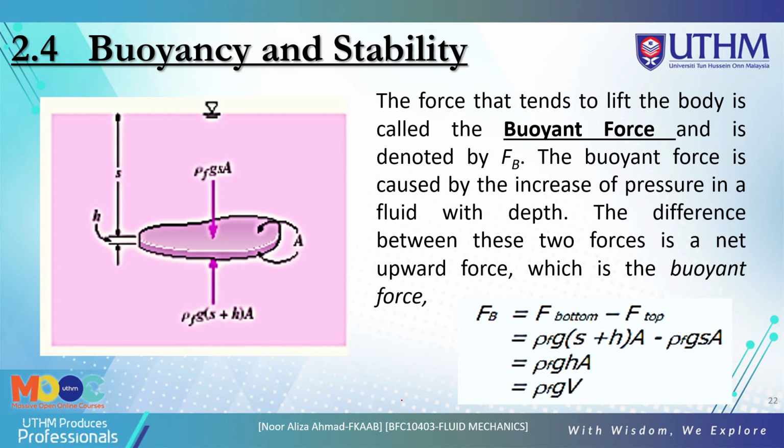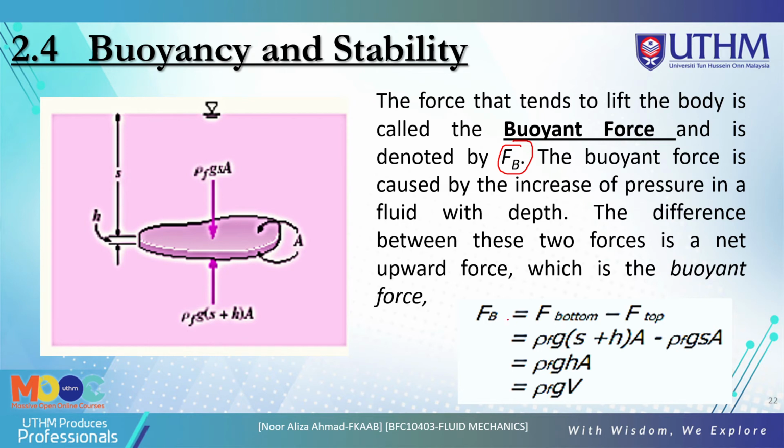Now we look at buoyancy and stability. The force that tends to lift the body is called the buoyant force, denoted by FB. For hydrostatic force we use FR, the resultant force, and for the buoyancy force we use FB. The buoyant force is caused by the increase of pressure in a fluid with depth. The difference between these two forces is a net upward force, which is the buoyant force.